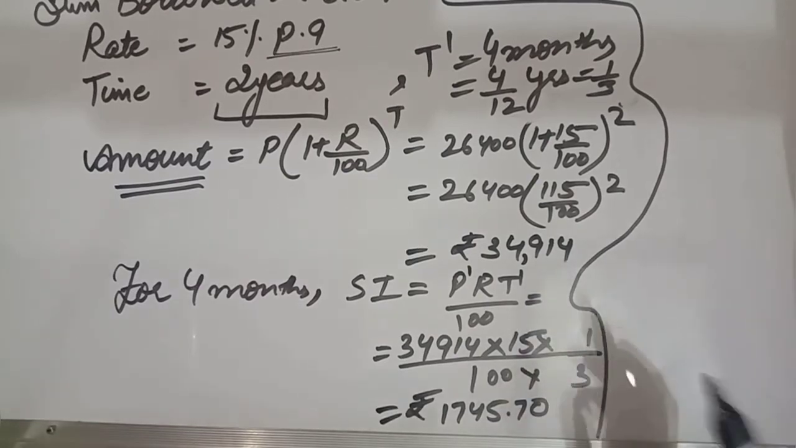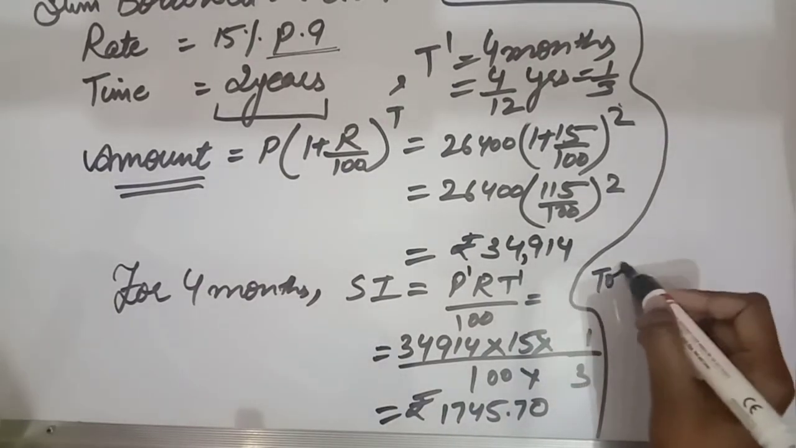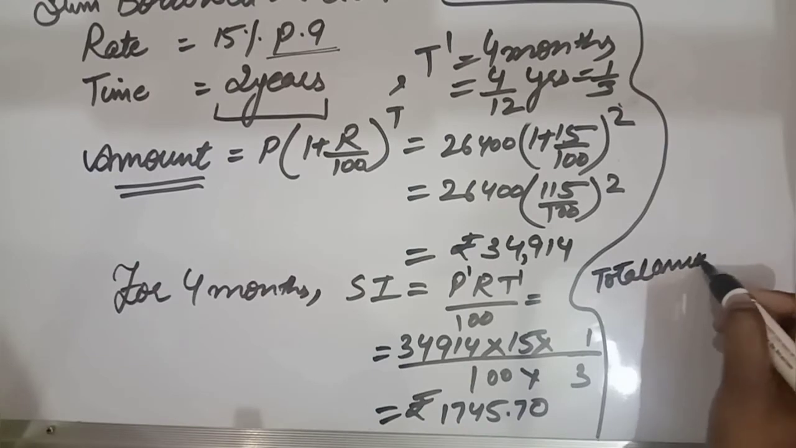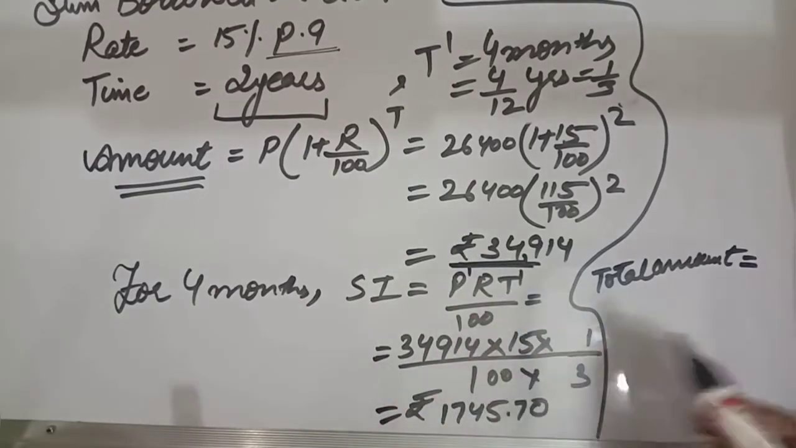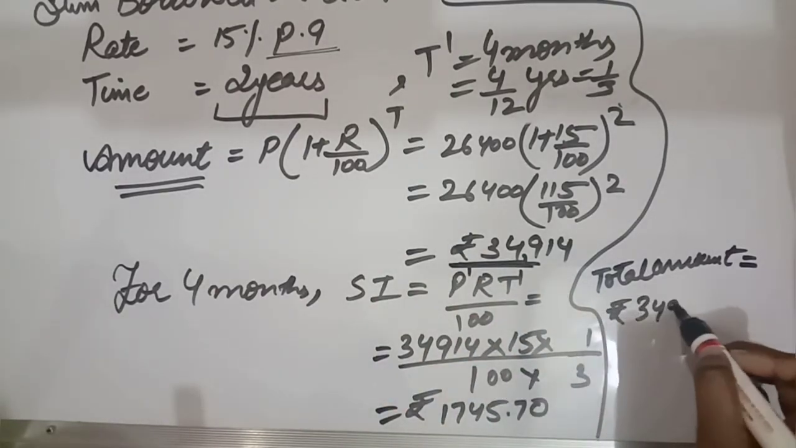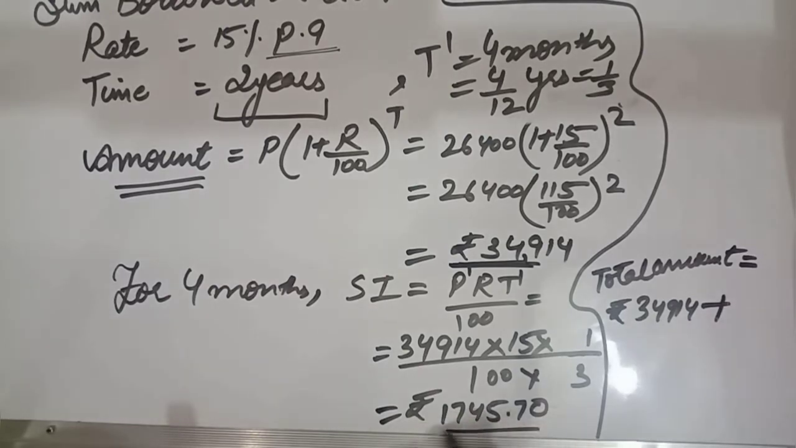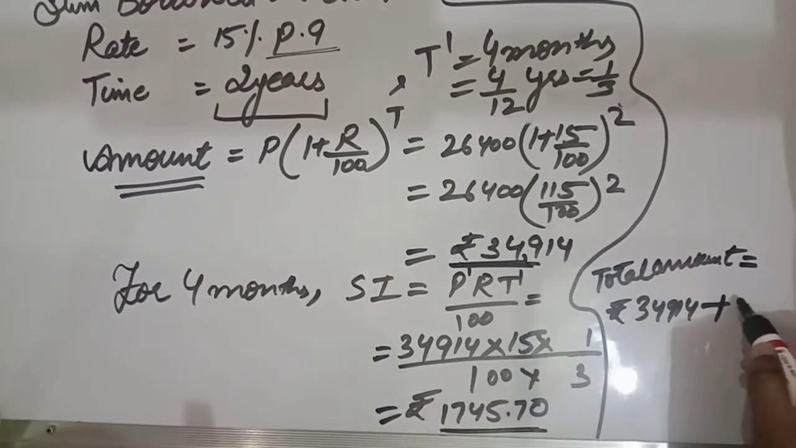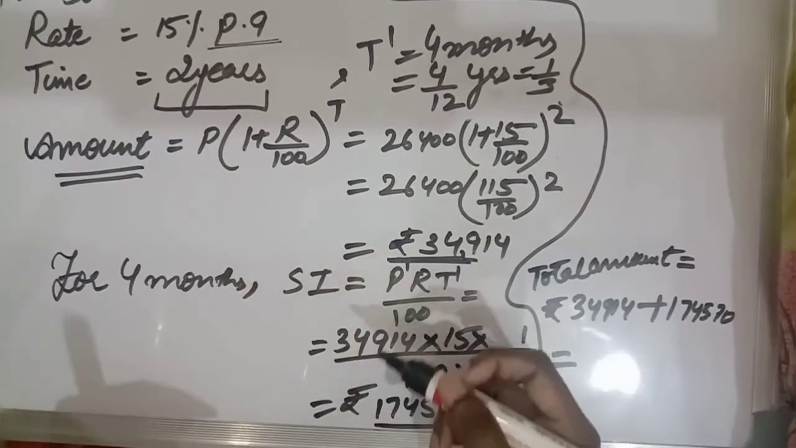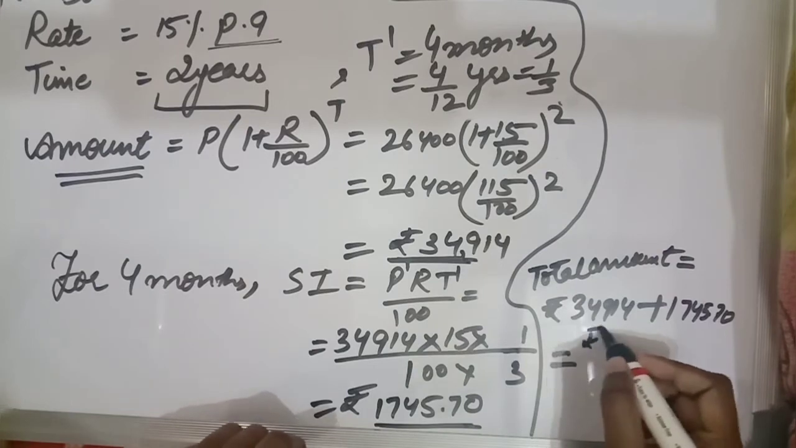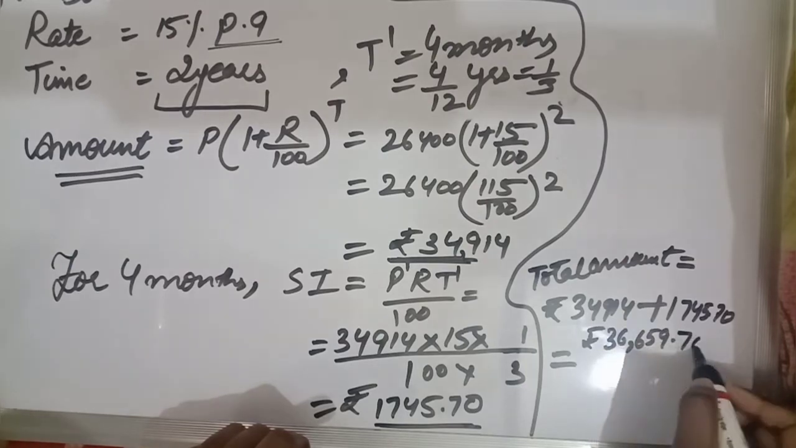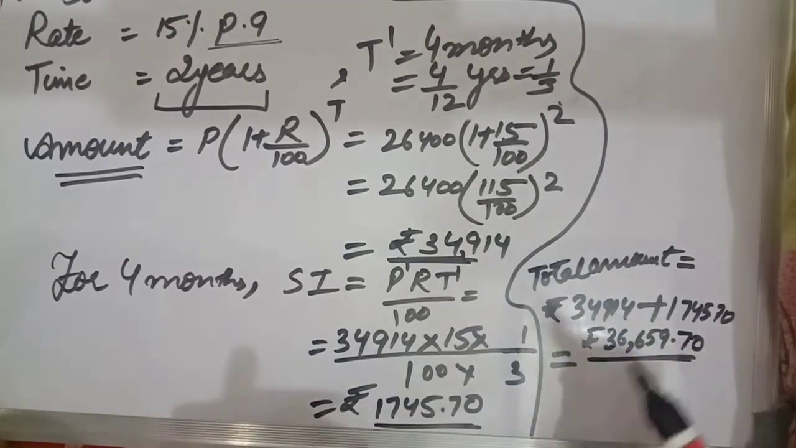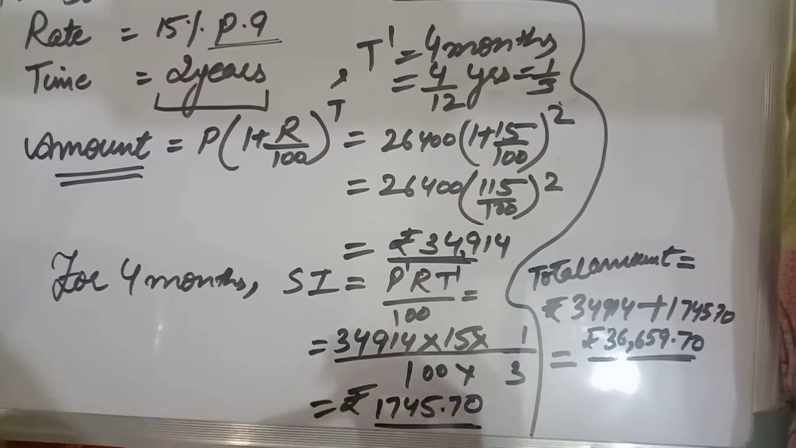The total amount which she will pay at the end of 2 years and 4 months will be equal to this amount, rupees 34,914, plus this interest 1,745.70. That will be equal to rupees 36,659.70. This is the amount which she will pay at the end of 2 years and 4 months.